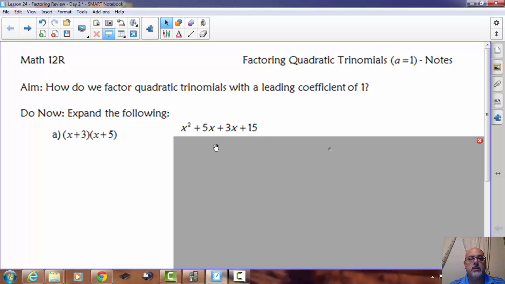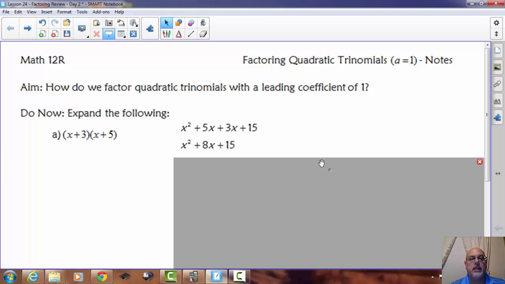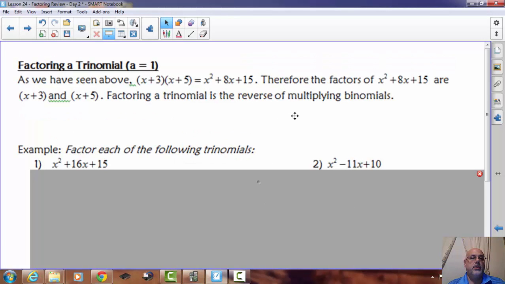Now if you notice, the two middle terms are the like terms that you'll combine. So 5 and 3 is 8. The final answer is x squared plus 8x plus 15. So now let's take a look at this. If you recall, factoring is the reverse of this multiplication, the distribution. So if we look at the do now, you find out that when you multiply them out and combine the like terms, you get x squared plus 8x plus 15. So therefore the factors of that are x plus 3 and x plus 5.